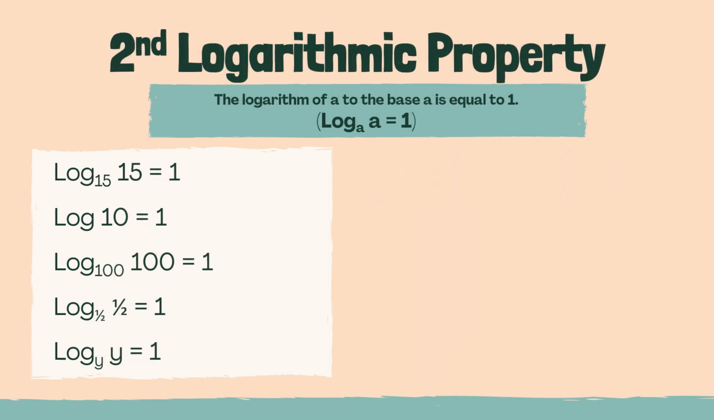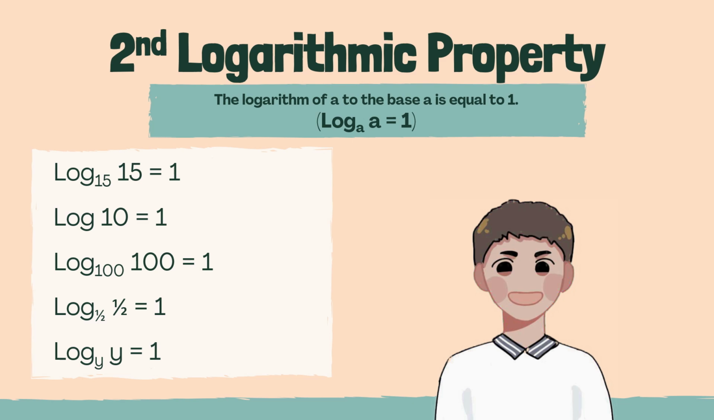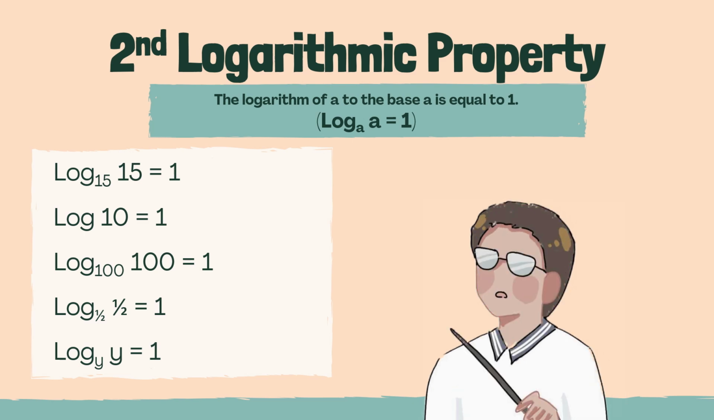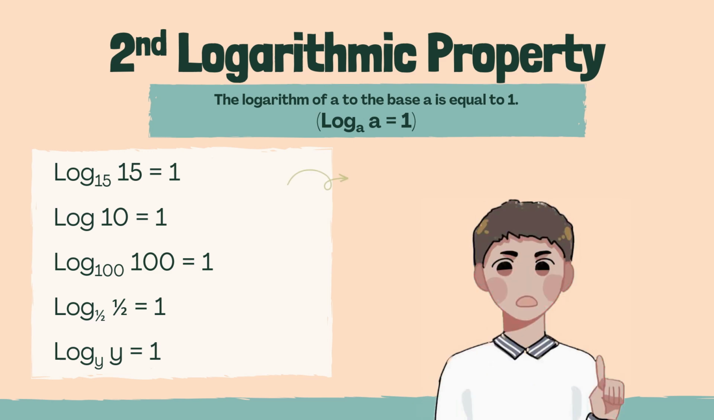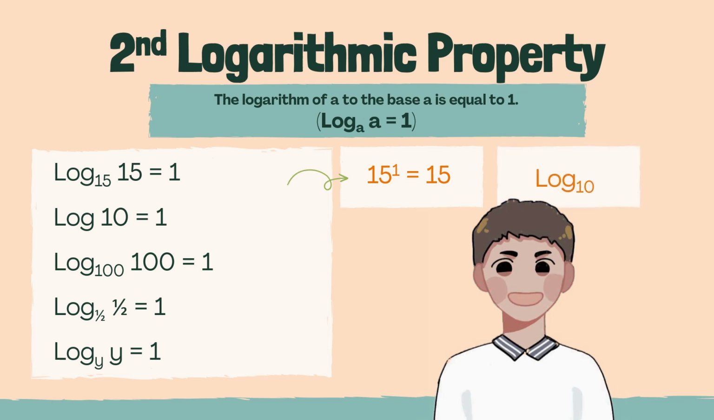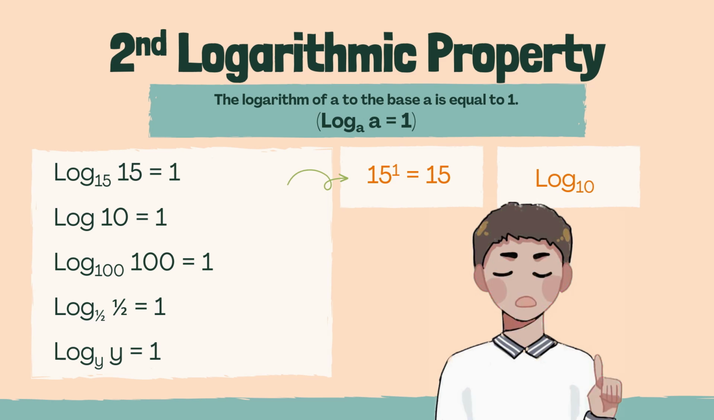Second property, the logarithm of a to the base of a is equal to 1, which is read as log base a of a is equal to 1. For example, log base 15 of 15 is equal to 1. If converted into exponential, it becomes 15 to the power of 1 equals 15. For the second example, it is implied to have a base of 10 since it is a common logarithm. The logarithm and its base have the same number, therefore it equals 1.